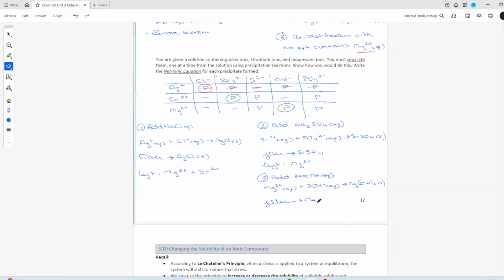the magnesium hydroxide. Oh, my hand is cramping. This is a lot of writing. So, I don't know. Is this fun? Yes or no? It's not hard. I just find it a lot of writing.